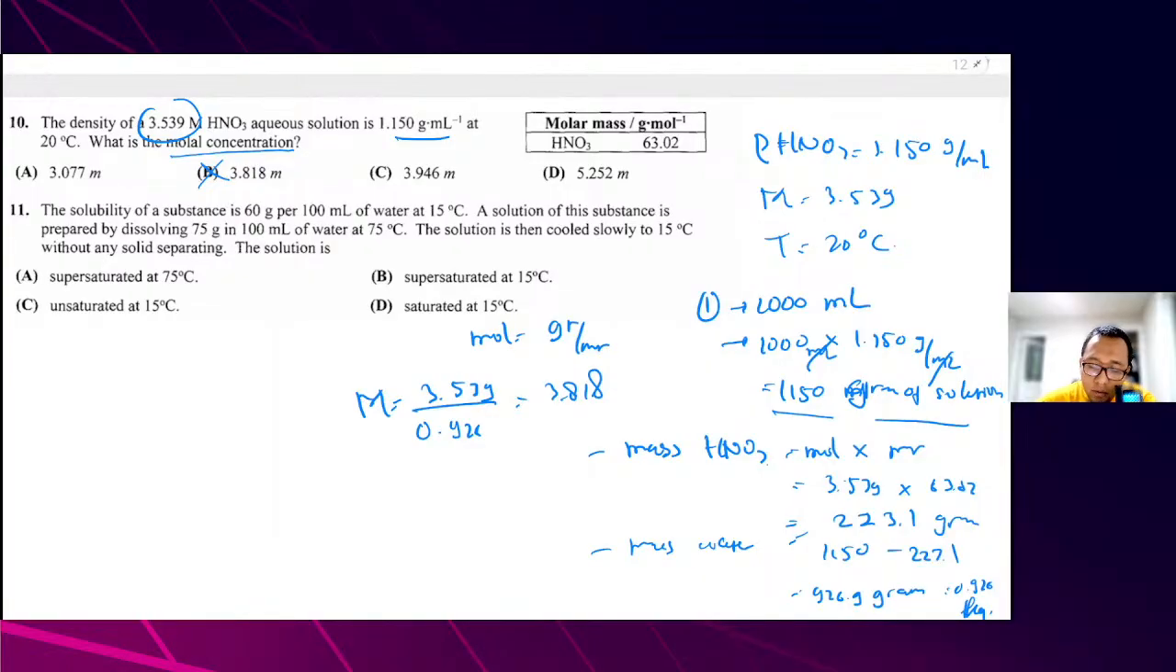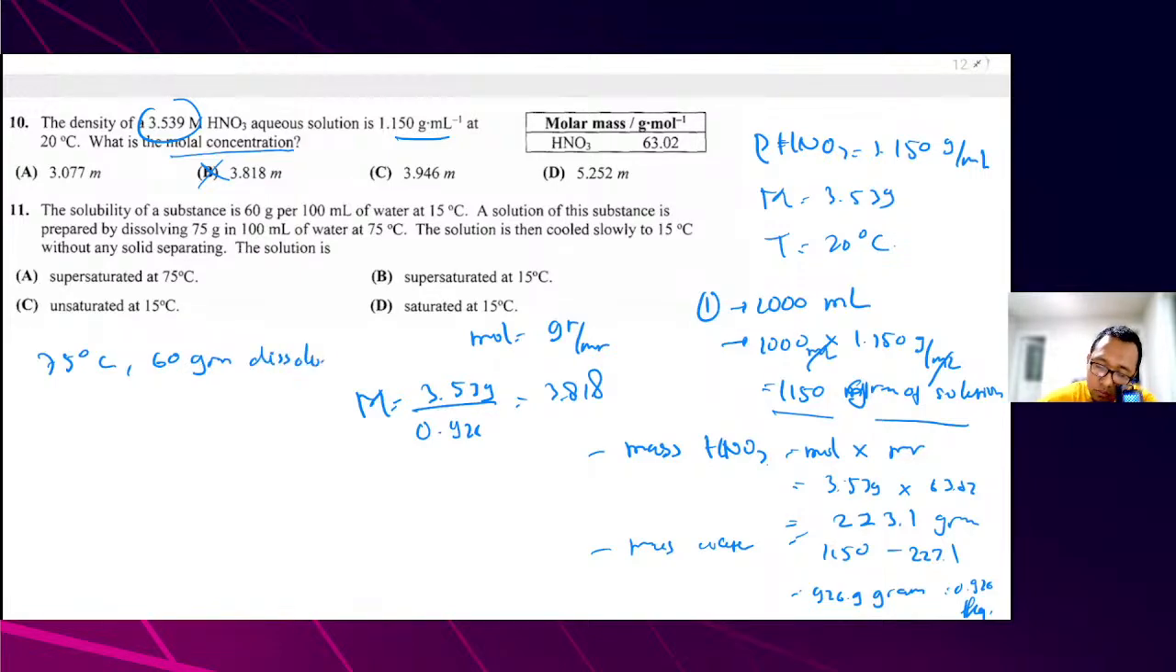Okay, now the solubility of a substance is 60 gram per 100 milliliter of water. A solution of this substance is prepared by dissolving 75 gram in 100. Okay, the solution is then cooled slowly to 15 without any solid separating. Now we need to look at the logic. Okay, at 75 degrees Celsius, more than 60 gram dissolve.